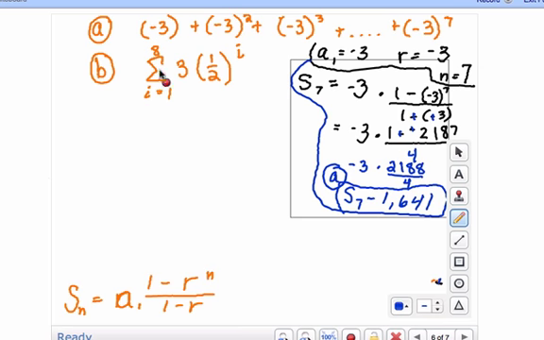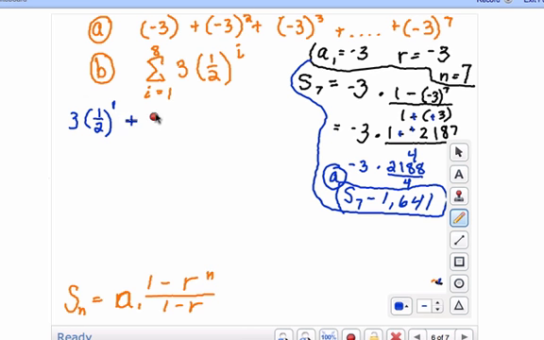Now we come over here. Remember that the sigma notation means to find the sum, using this pattern, of the first 8 things. So starting with 1 and going to 8. So if I replace I here with 1, that gives me my first value. So 3 times 1/2 to the first. That's my a sub 1 value.